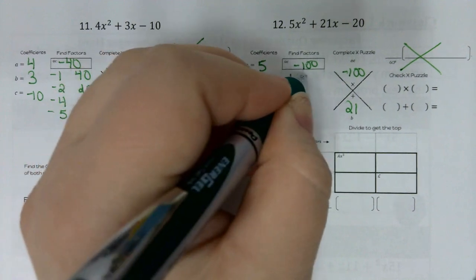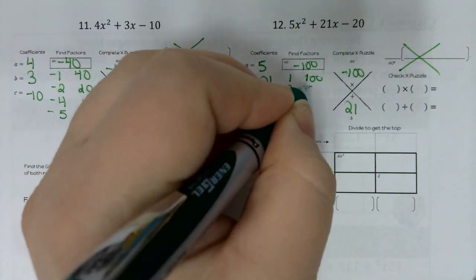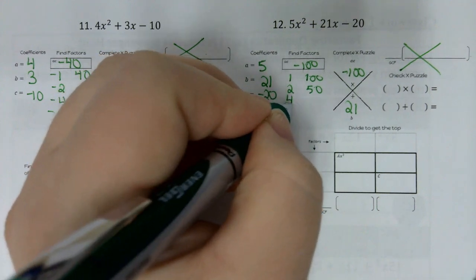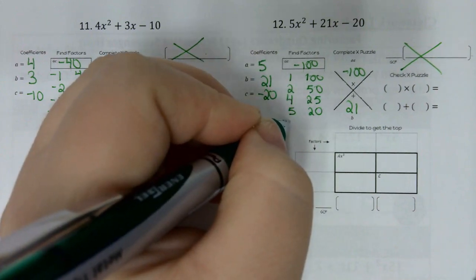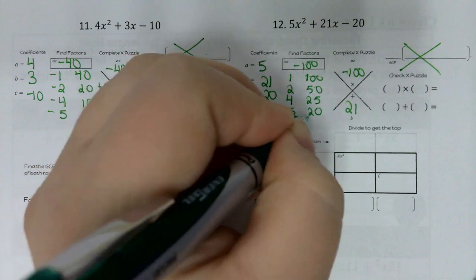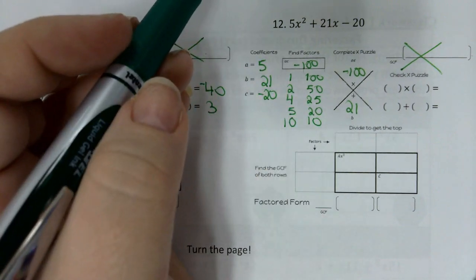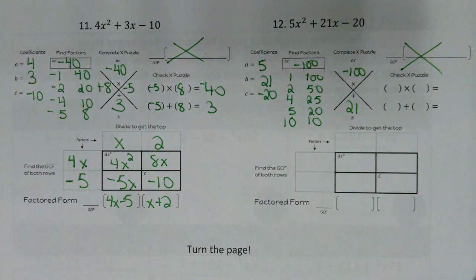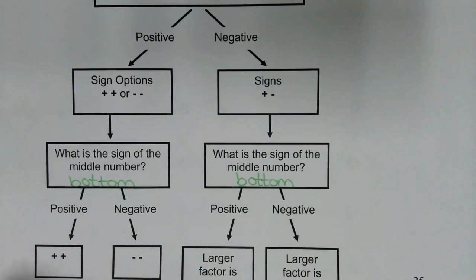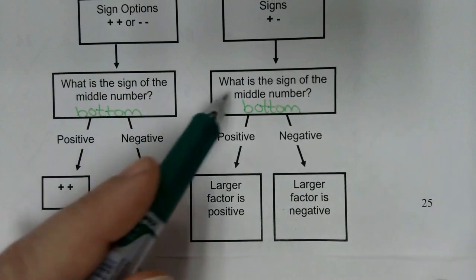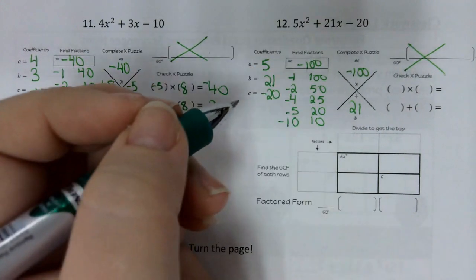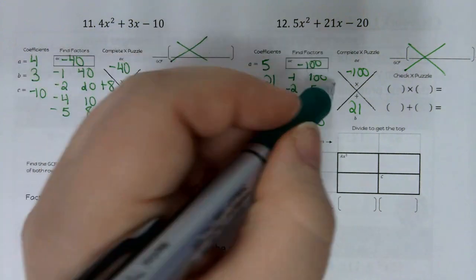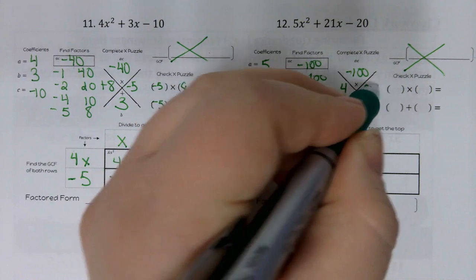Factors of 100. We have 1 and 100, 2 and 50. 3 does not work, but 4 and 25 will work. 5 and 20. 6 doesn't work. 7 doesn't work. The next one that works is 10 and 10. According to your factoring flowchart, the sign of the top number is negative. The sign of the bottom number is positive. So we want our larger factor to be positive. So we'll make our smaller factor negative. Negative 4 and 25 will add to equal the 21 that we need.